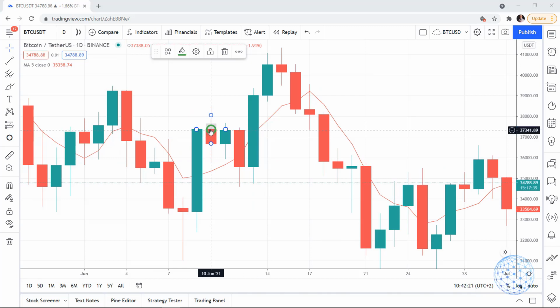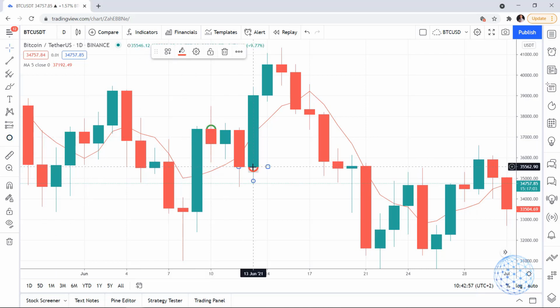Here is the entry on the opening of the first candlestick that opens above the moving average. So the price was below the moving average, it went above, and on the next candlestick on the opening we have the entry. Now what happened very shortly after that, in 2 days time, the price went below the moving average and it opened below. So what we do here, we have to sell it.